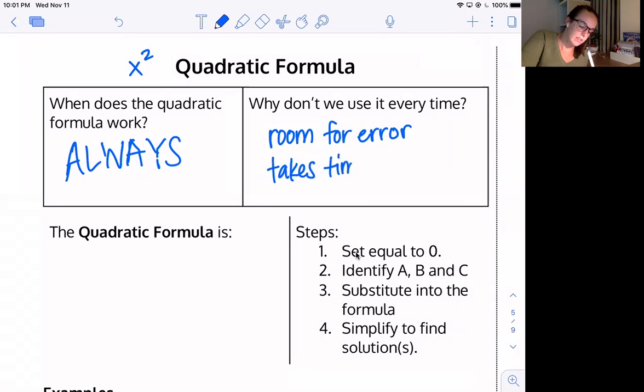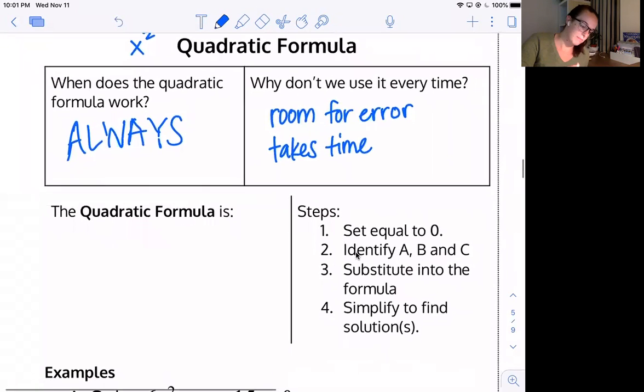So we want to learn the other methods so that we can be fast for the ACT, for when we want to work quickly for our college classes. But this is a good method if those methods don't work. So the quadratic formula is a big long formula.